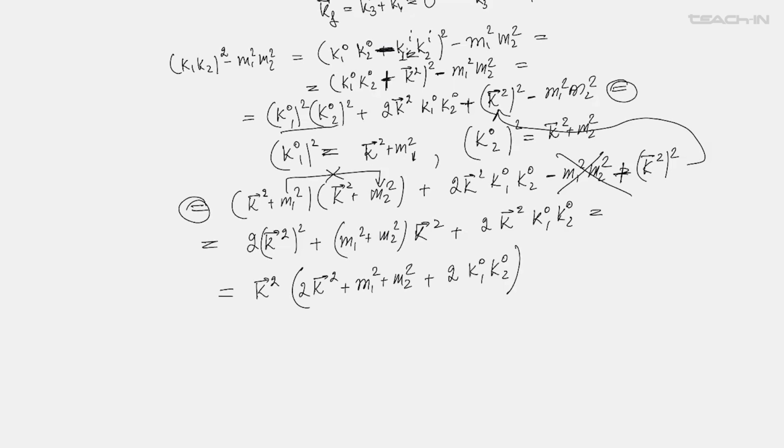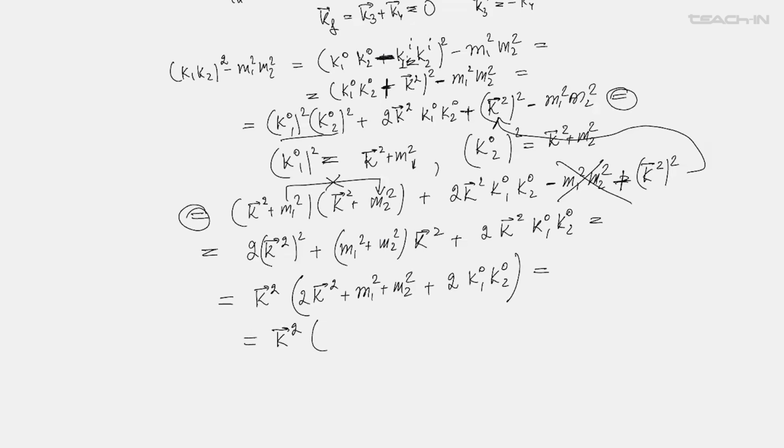And miraculously, you see that this nicely combines again by using this formula. So k squared plus m1 squared gives k01 squared. The second mass with k squared gives k02 squared, very nicely, plus 2k01 k02. And of course, you see a binomial here. So things combine and you get k01 plus k02 squared.